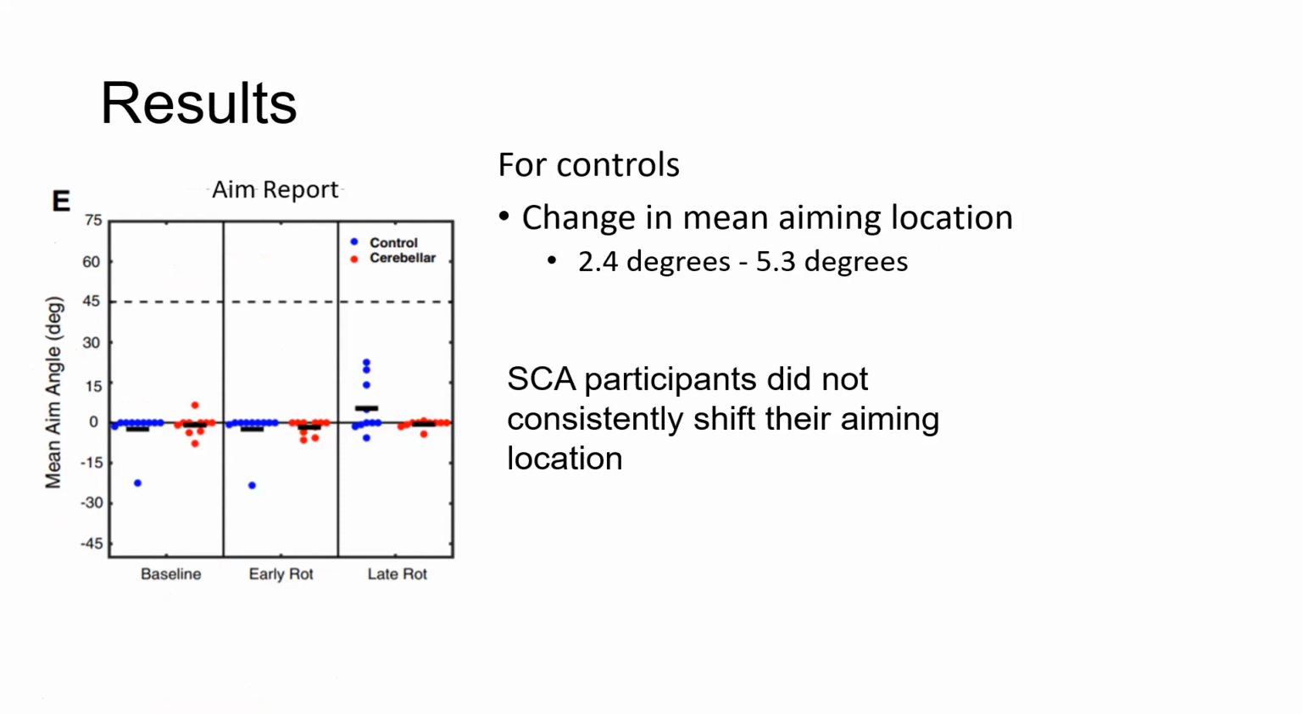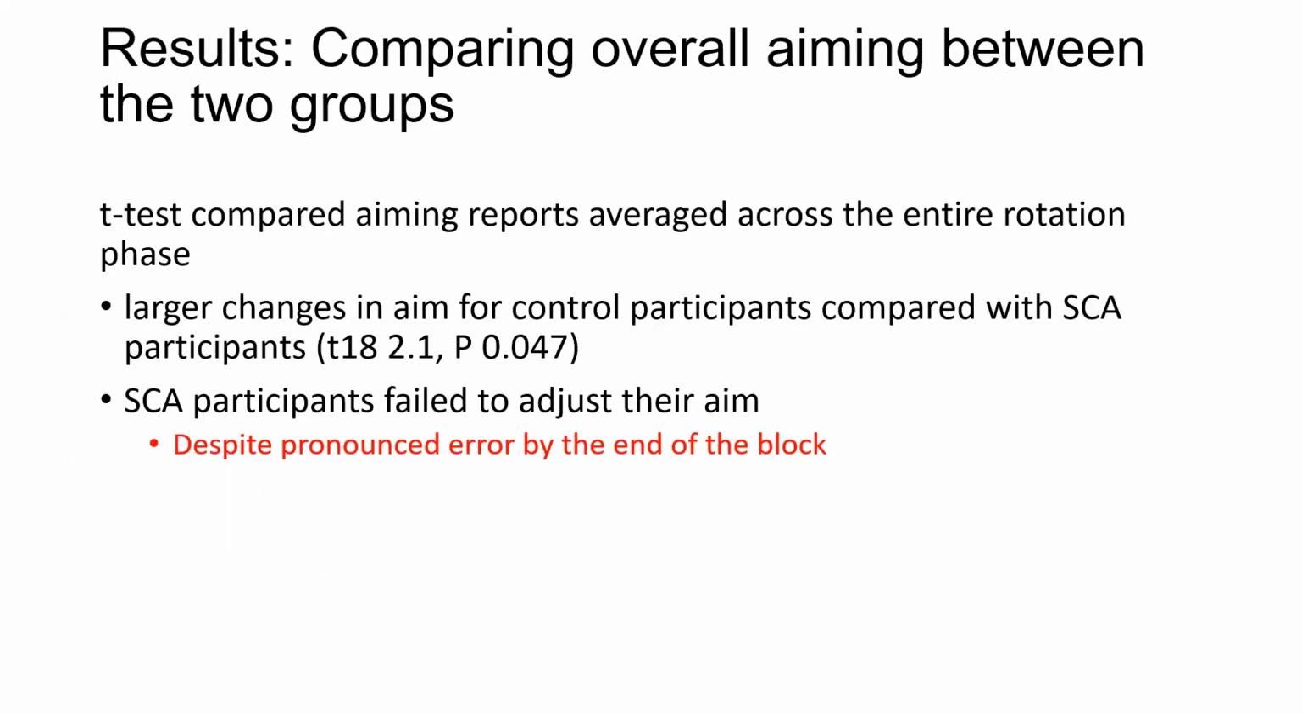Regarding changes in aim, we can see from figure E, moving from early to late in the rotation block, the control group saw a change in aim from 2.4 degrees to 5.3 degrees. And interestingly, SCA participants did not shift their aiming location at all. In comparing the two groups, aiming across the entire rotation block, a t-test was used to establish significant differences in aiming. In general, despite obvious error by the end of the rotation block, SCA participants failed to adjust their aim completely.